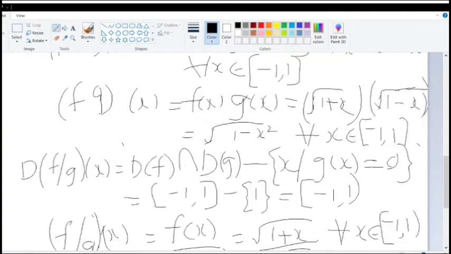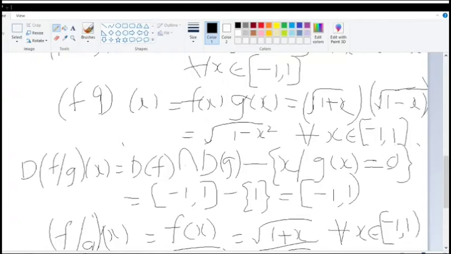Now we have to find f by g of x. For that, first we have to find the domain of f by g of x. Domain of f by g of x is defined as domain of f intersection domain of g minus x such that g of x equal to 0.